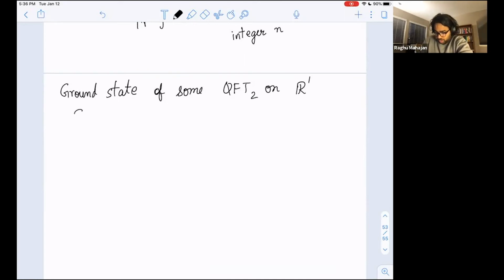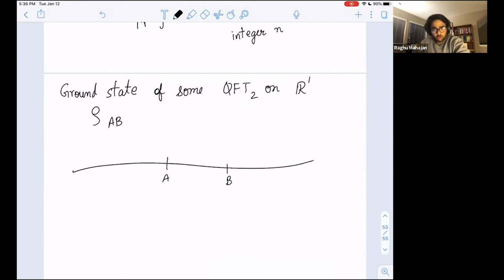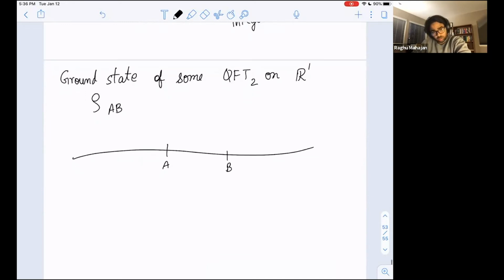We want to study rho of some interval AB. So we have here the line, here is A, here is B, and we want to study rho_AB and traces of rho_AB to the n.